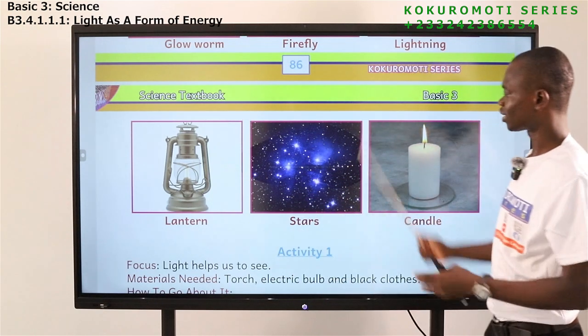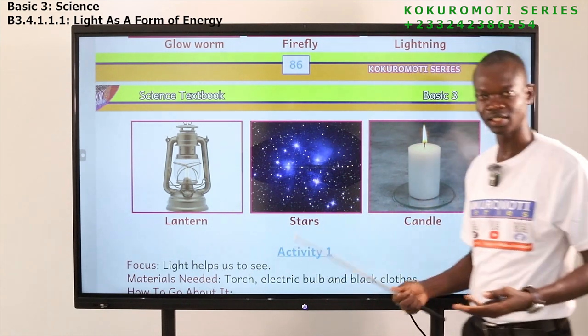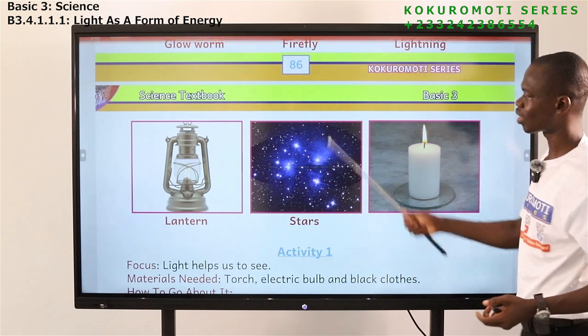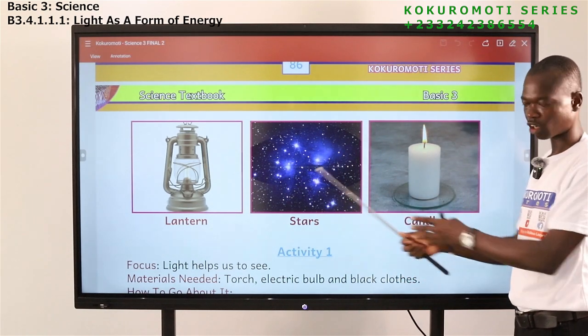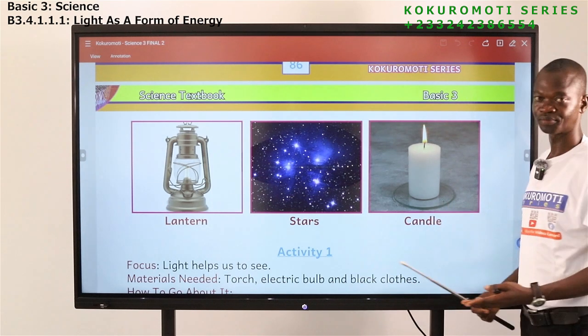When you come here, this is man-made or artificial, because human beings make what? Lantern. We have stars here. The stars are in the sky. In the night we see the stars. So this is also what? Made by nature or by God. The next one is what? Candle. As for candles, you know them.